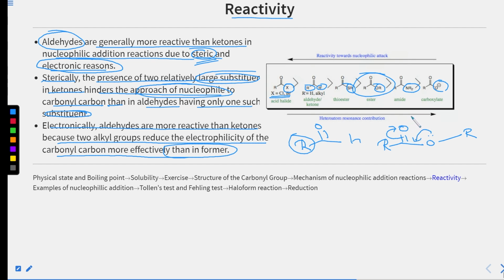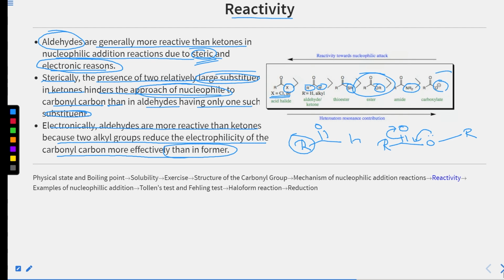Next comes our amide, which has nitrogen. Since nitrogen is less electronegative as compared to oxygen, it will have a lesser inductive effect, or you can say electron pull, as compared to oxygen. So they are donating well, but they are not taking electrons from the carbonyl center as compared to oxygen, which is highly electronegative in comparison to nitrogen.